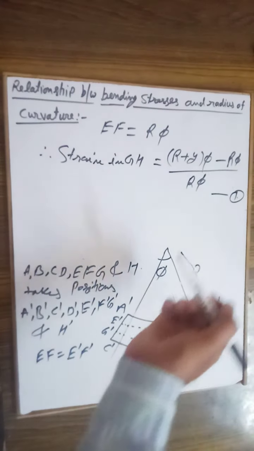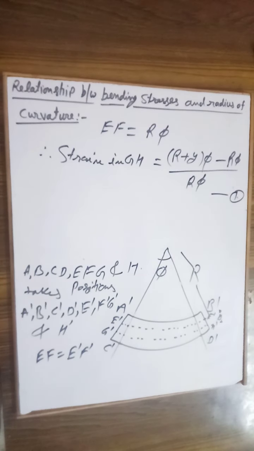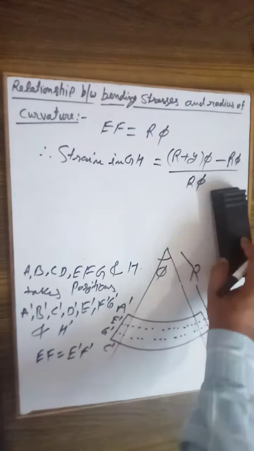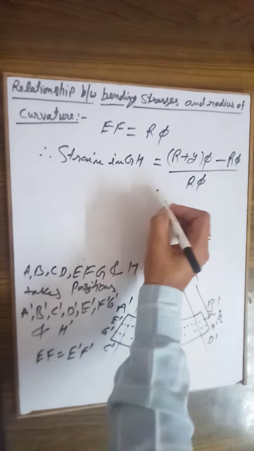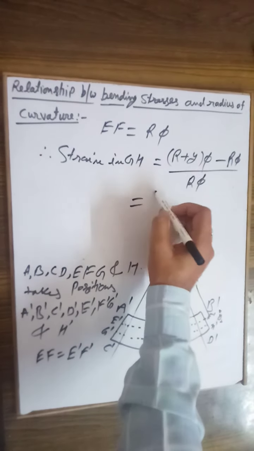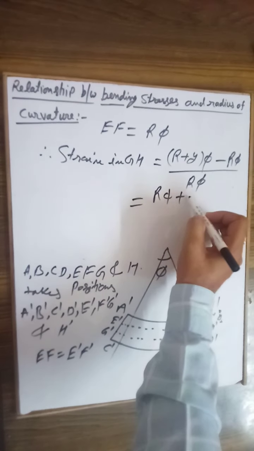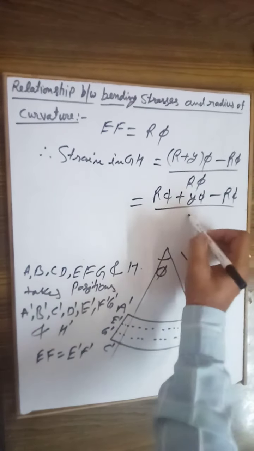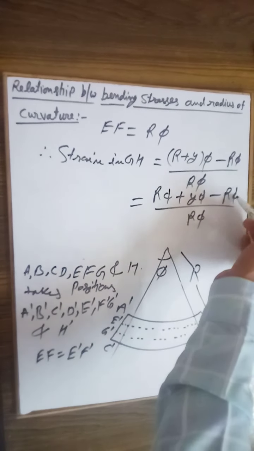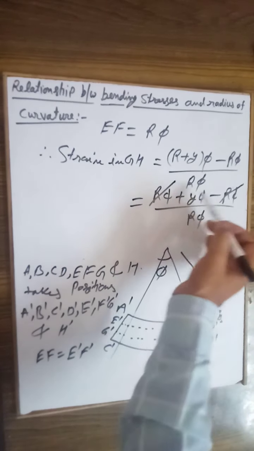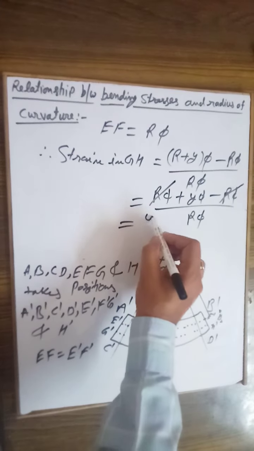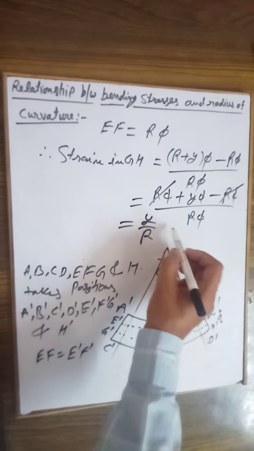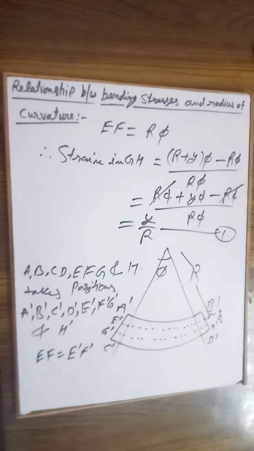So what exactly is this value on solving? First we will solve this equation. So it is R phi plus y phi minus R phi upon R phi. So this term will be cancelled out, and phi will also be cancelled out. So it is y upon R. So this is our equation number 1.